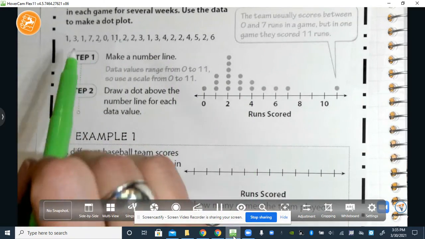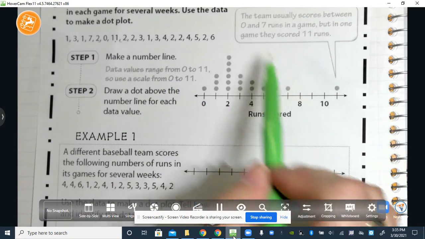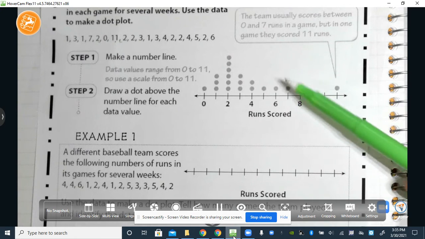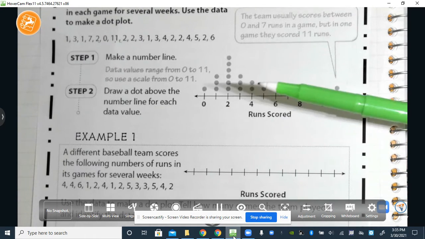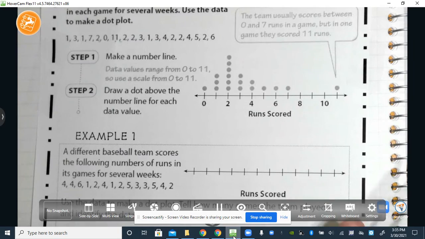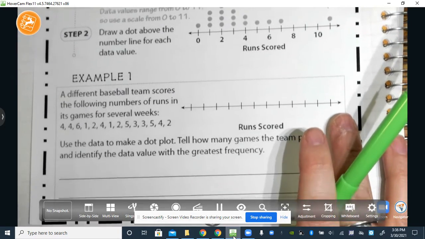3, put a dot plot above 3, and so forth. And then they created their dot plot. If you think of it, it looks kind of like a bar graph, but with dots. Okay, so let's look here at our example 1.